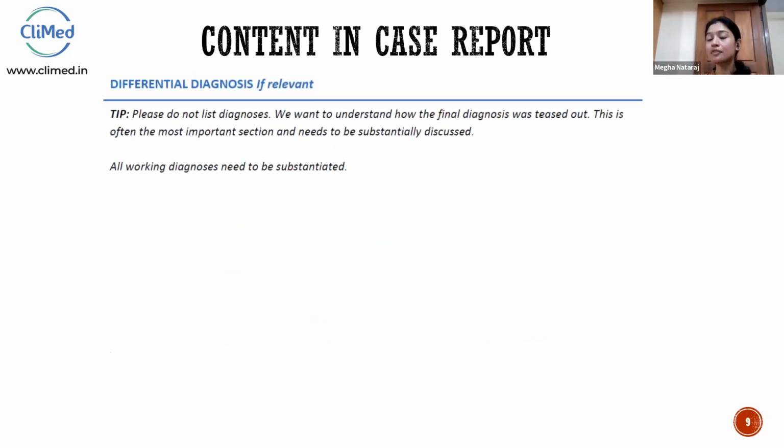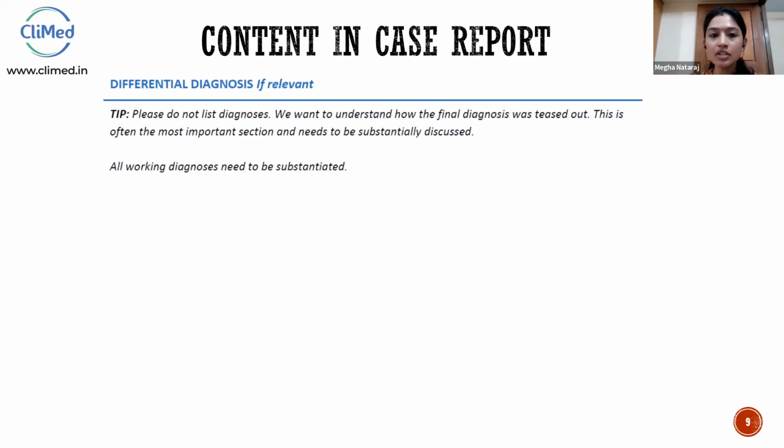Next, we also have to rule out the differential diagnosis. Okay, so for differential diagnosis, you don't have to write paragraphs and paragraphs saying the patient could have this, could have that. No, what did the patient come with? For that, what did you check? While you checked that, what did you find? What are those findings indicative of? Are those indications identical to any other existing condition which can show a similar pattern? That should be your differential diagnosis.